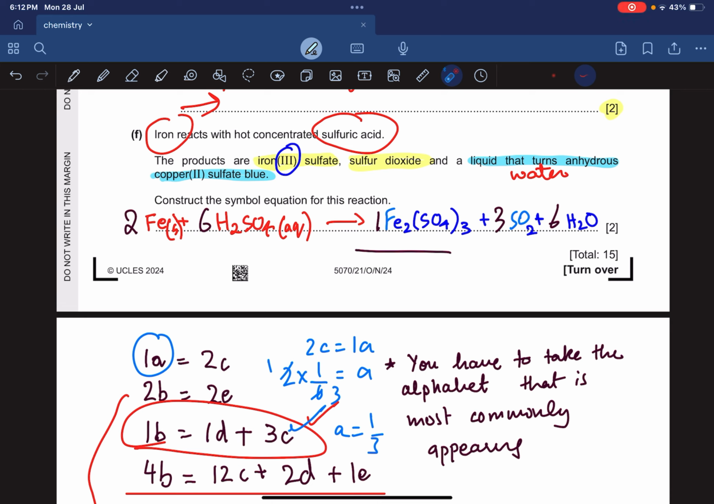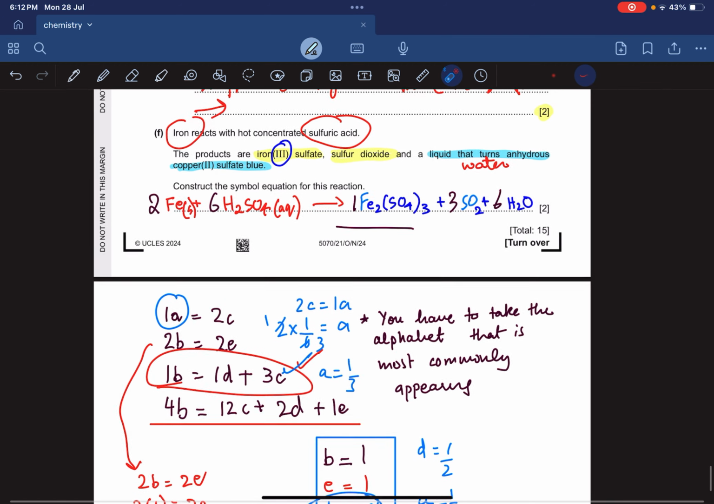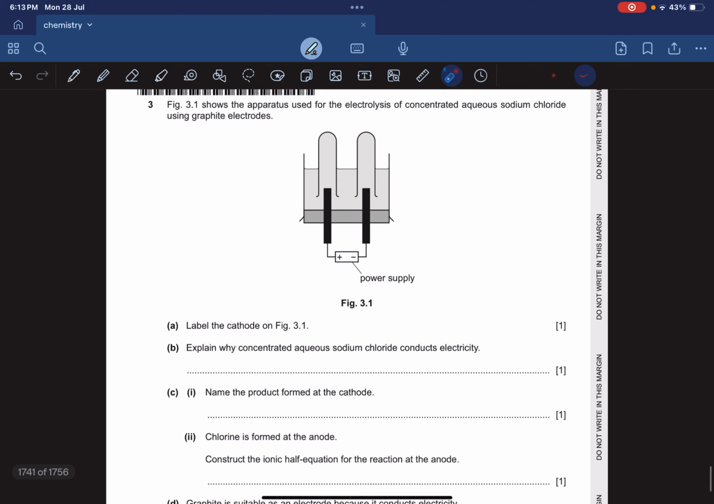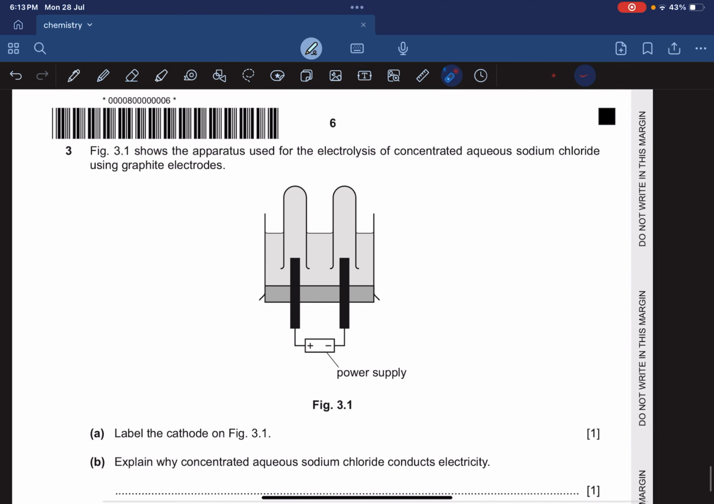To get definite balancing like this, which involves 6 and 3 and 6 and 2, this method is really helpful for me. At least when I use this, I know there's a guarantee to my answer, 100% correct answer. Okay, moving on. Figure 3.1 shows the apparatus used for electrolysis of concentrated aqueous sodium chloride using graphite electrodes.